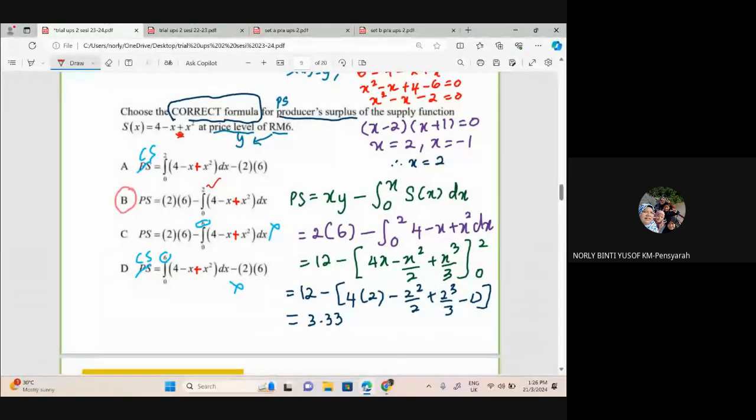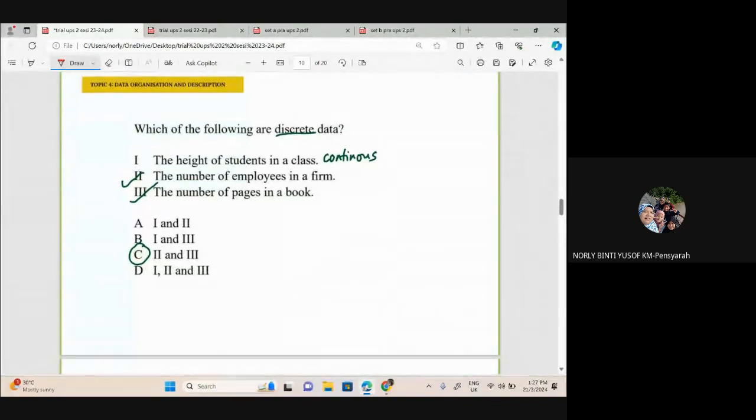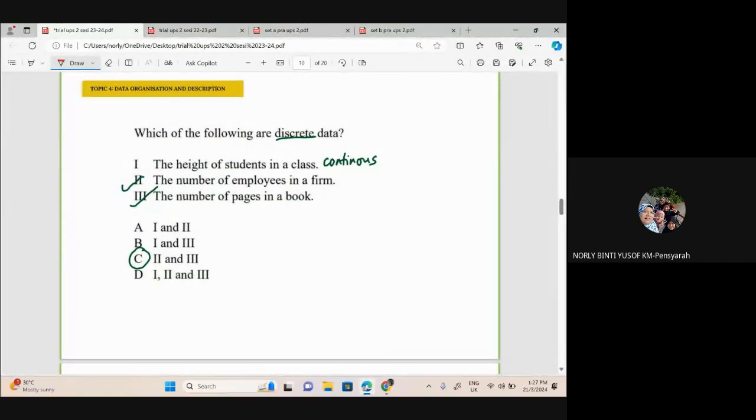So terus pergi pada soalan chapter 4. Chapter 4 banyak sikit lah. Iaitu 11. Banyak sedikit daripada chapter 3. So chapter 4 sama macam mana dia bagi tahu masa dia ajar chapter 4, dekat UPS banyak keluar definition kan compared to pengiraan. Tapi pengiraan adalah. Tapi definition tu banyak. Okay, so which of the following are discrete data?